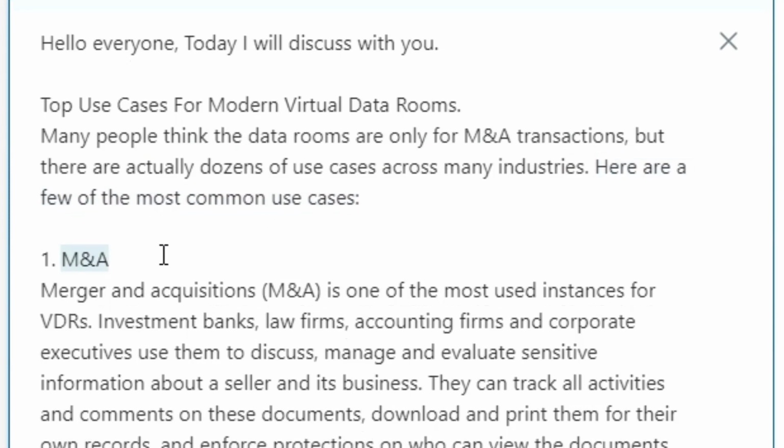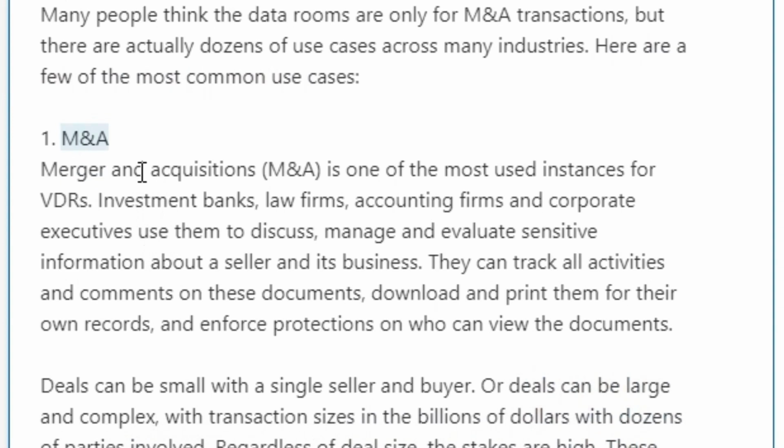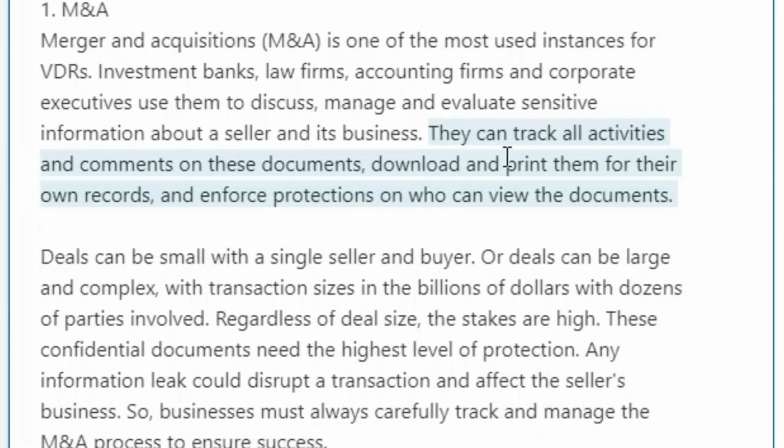1. M&A. Mergers and acquisitions, M&A, is one of the most used instances for VDRs. Investment banks, law firms, accounting firms and corporate executives use them to discuss, manage, and evaluate sensitive information about a seller and its business. They can track all activities and comments on these documents, download and print them for their own records, and enforce protections on who can view the documents.